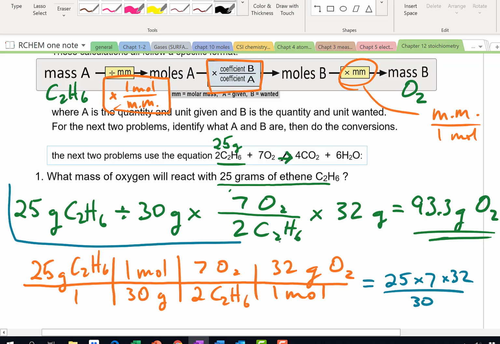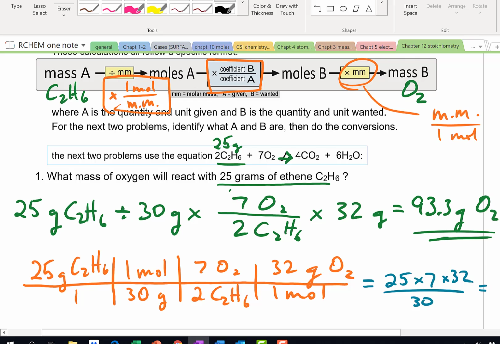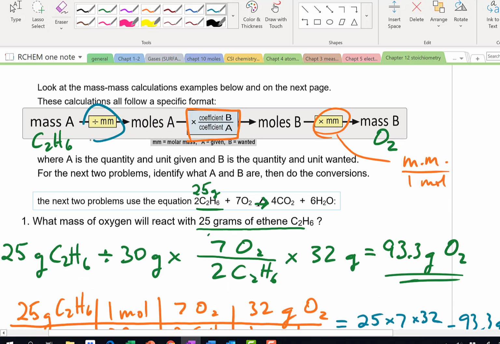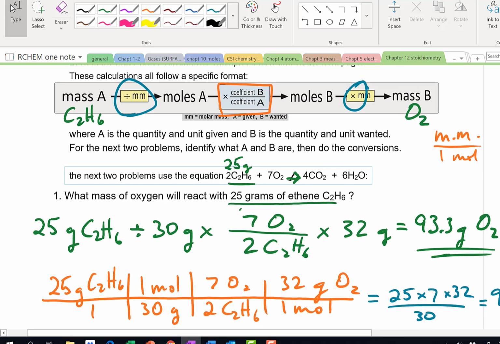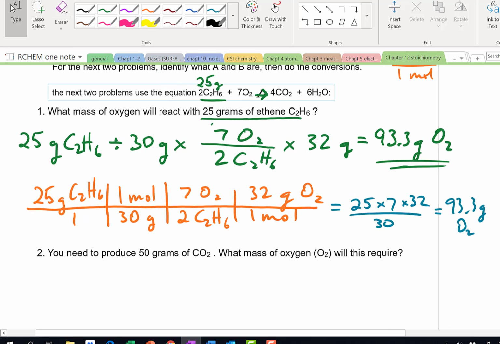And that is exactly what we did up here. And we get the same answer, 93.3 grams of O2. So I thought, and I hope I'm not wrong, that if I just give you a simple divide by molar mass or multiply by molar mass, that might make these calculations a little bit more straightforward. So let's see what happens with the next problem.